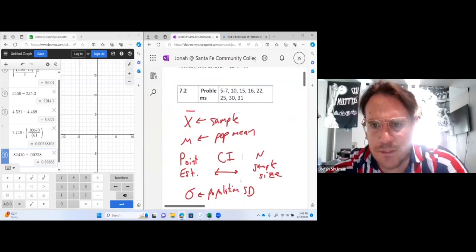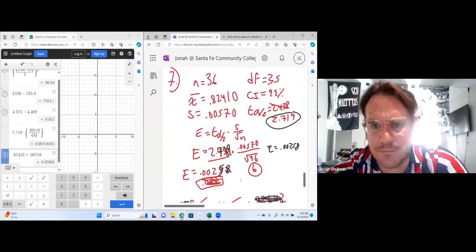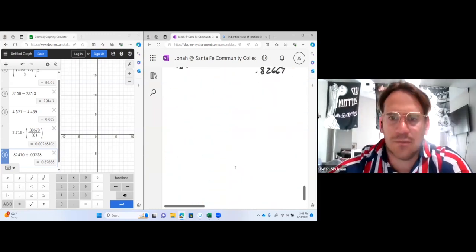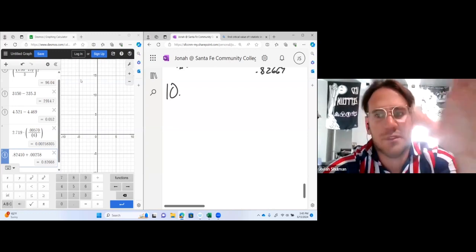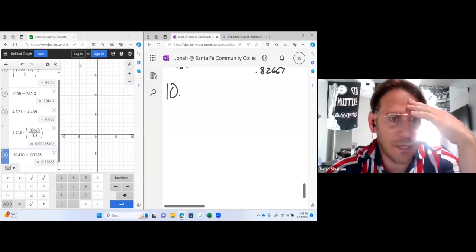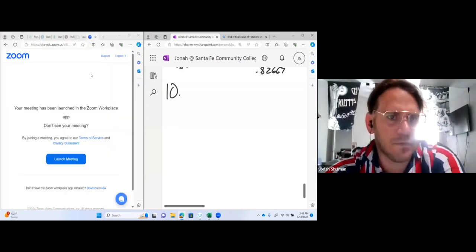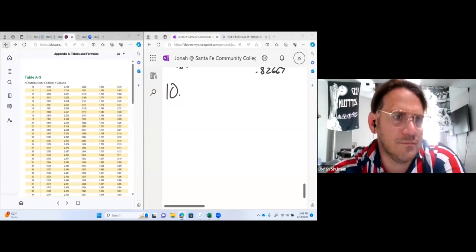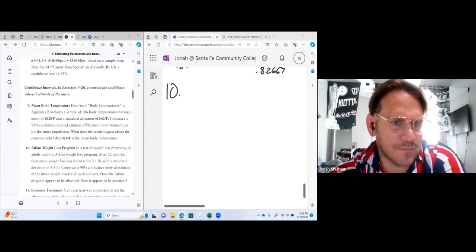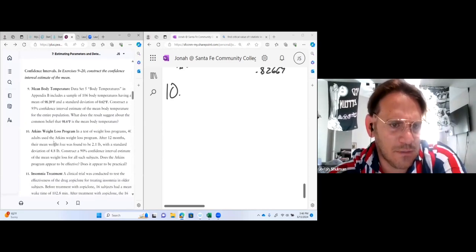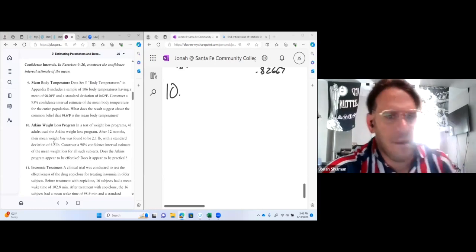All right, 10, 15, 16. There's number 10. The thing is, it automatically spits it out when it does it, which is why I don't know why it's being so difficult. All right, let's look at 10. Maybe this one will be nice and hard. Find the confidence interval, estimate of the mean. All right.